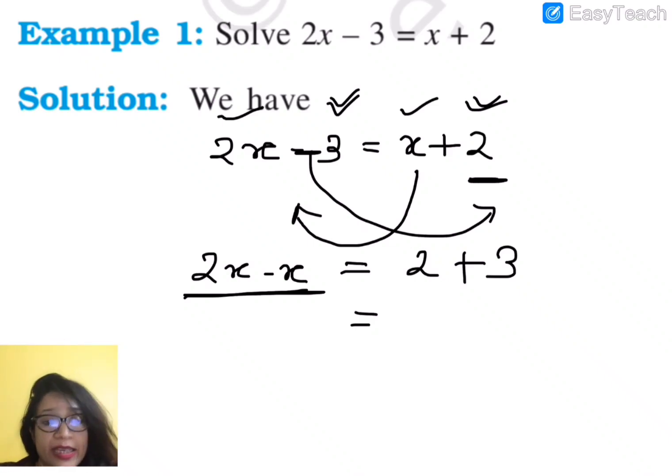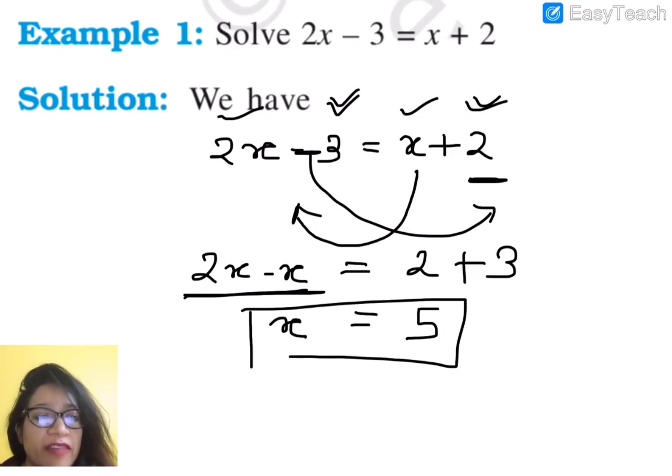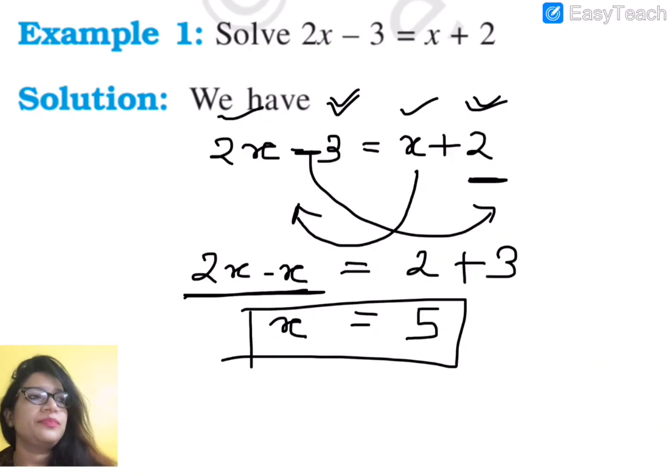Fine. Now we can easily solve the equation. So 2 plus 3 is 5, and here it is 2x minus x. So it will be x. Perfect. We have got the solution for the first question. Yippee! Now we can move ahead to the second question.